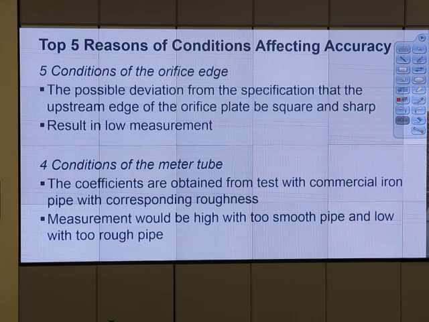What does that tell you? The pipe roughness can cause some pressure drop, right? If the pipe is very rough, it causes more pressure drop. So this roughness of the pipe can impact your measurement.